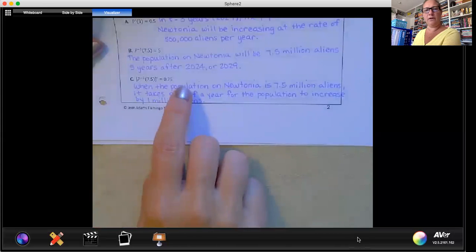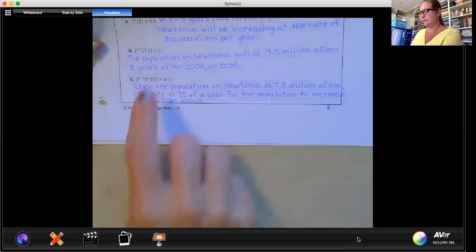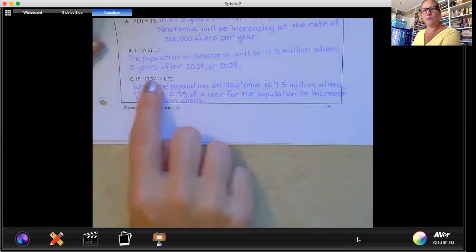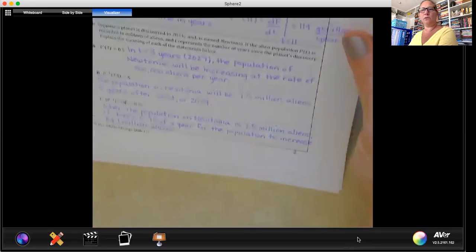We've done several of those where you have to interpret the mathematical setup. What does it mean in words? And that's just another one of those.